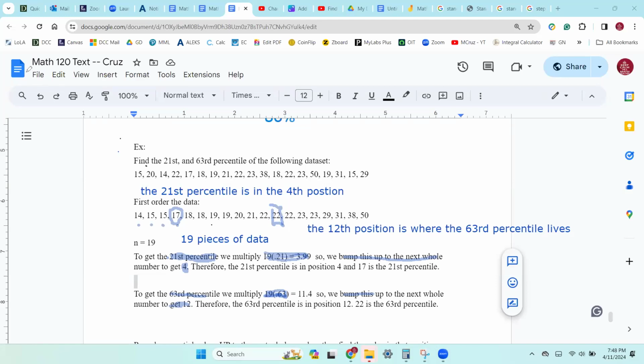So this, as I said, 22 is in the 63rd percentile.